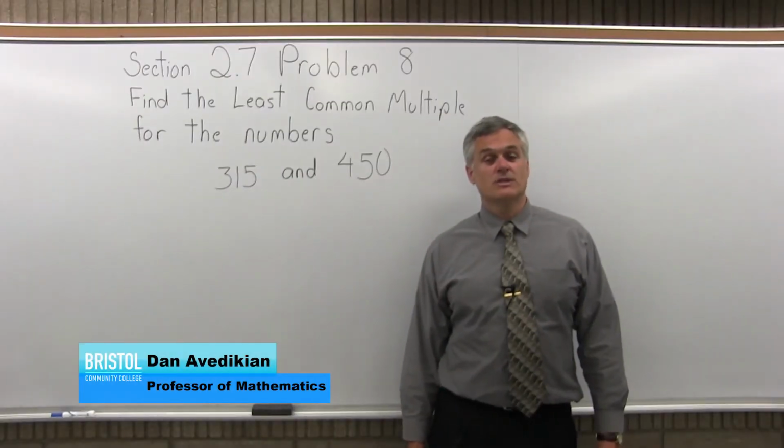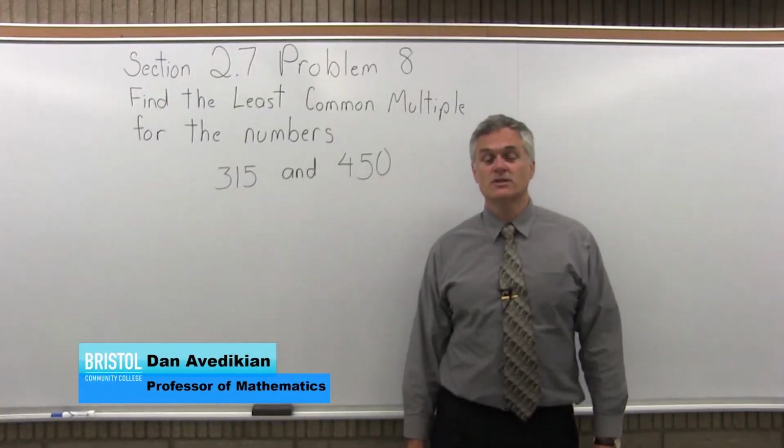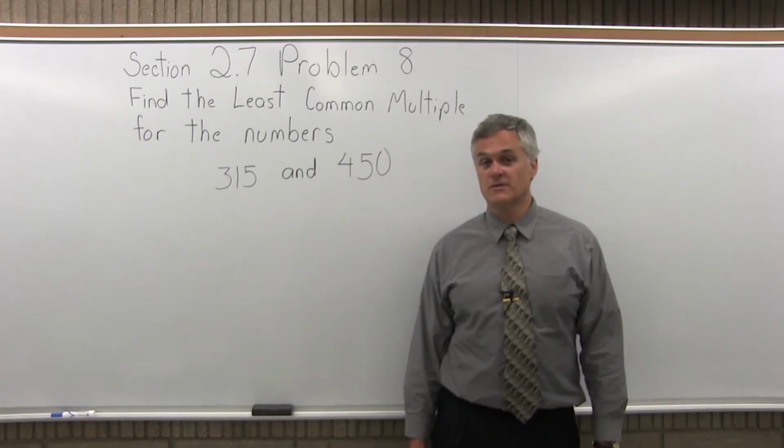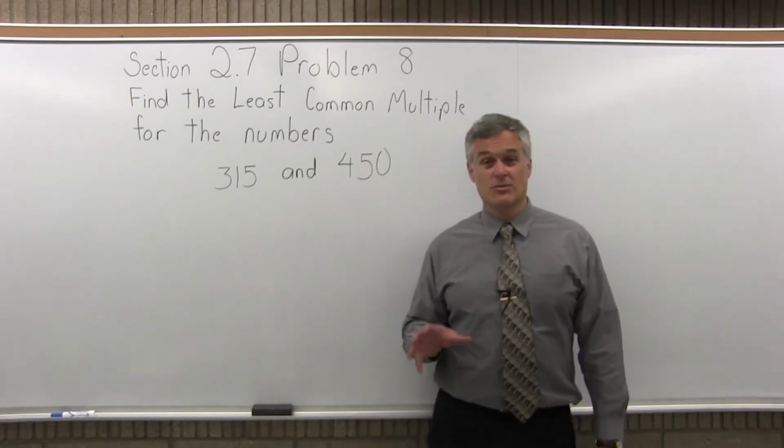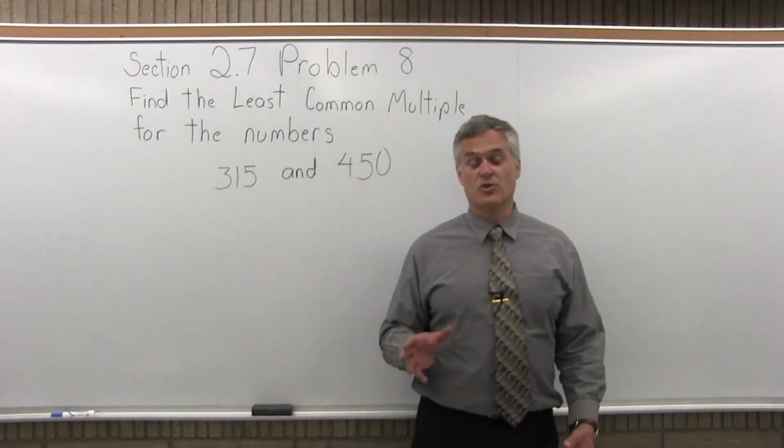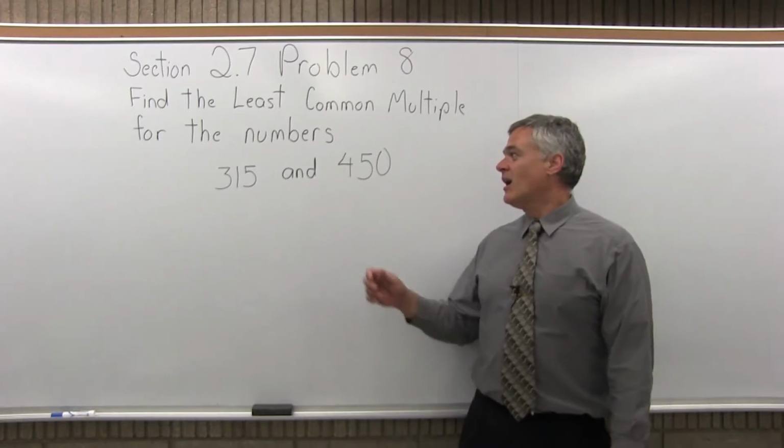This is Section 2.7, Problem 8. It says find the least common multiple for the numbers 315 and 450. Now, in some of the previous problems, you may have been able to look at it and see the answer, like when we had 9 and 12. I could see that it's 36.